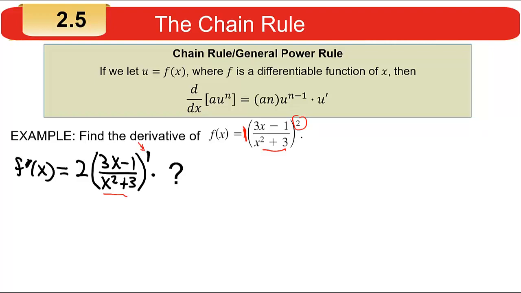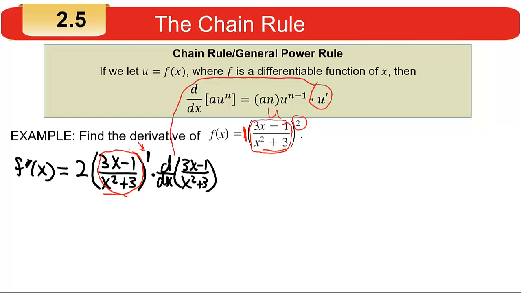And of course that 1 doesn't have to be written. It's an understood 1, but I put it there just for emphasis. But then you're off by a factor, and the factor you're off by is the derivative of the base. I'm just going to write it symbolically. U prime is the derivative of the base.